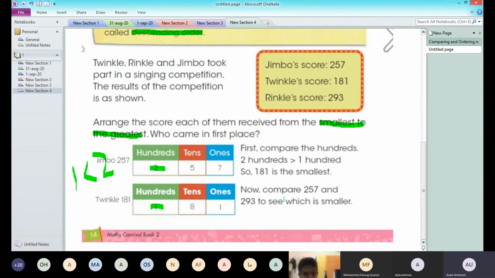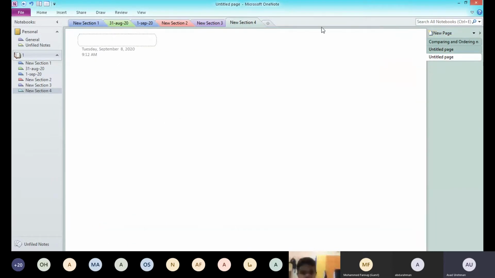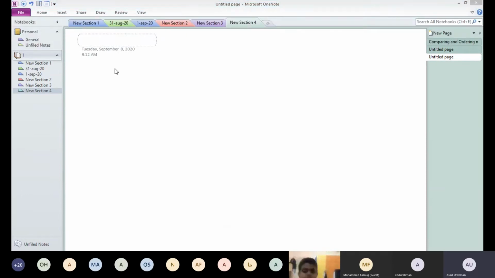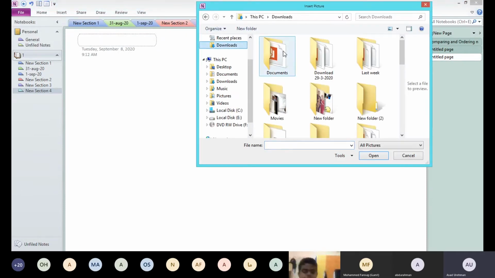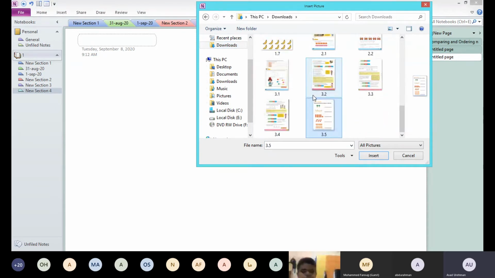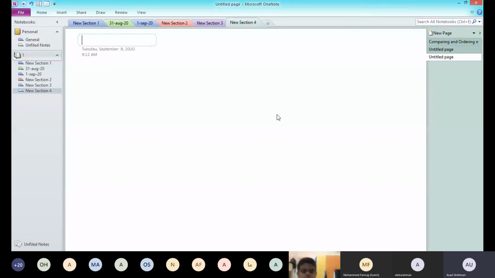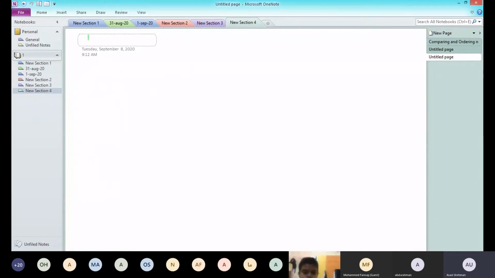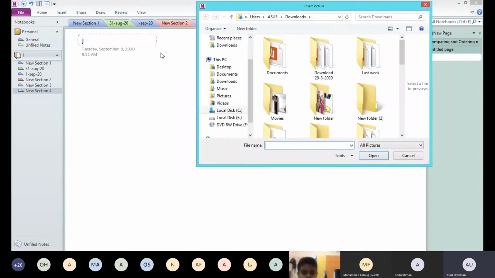I need to check with the third one. For that, I will add a new picture, page number 15, I think, right? So I'm going to add page number 15 here. This is page number 15. Yes, it's page number 15.